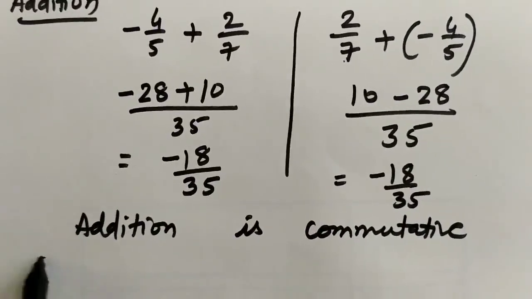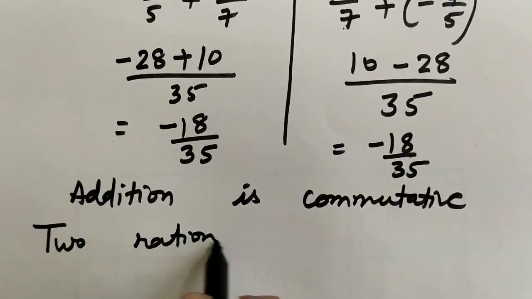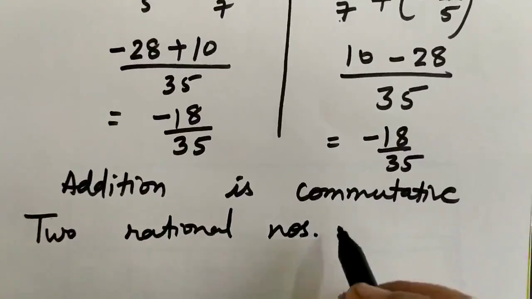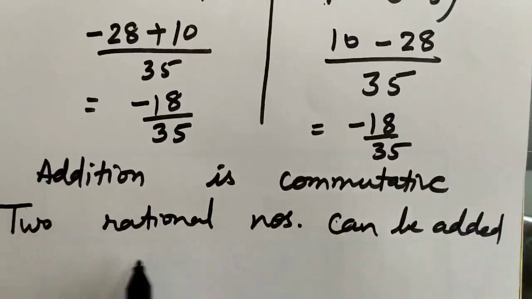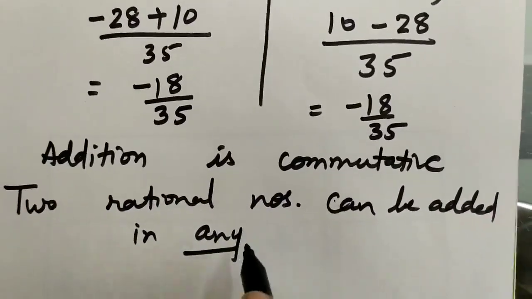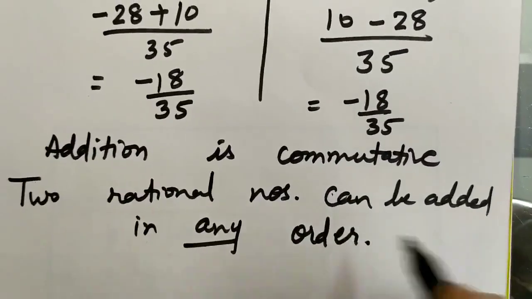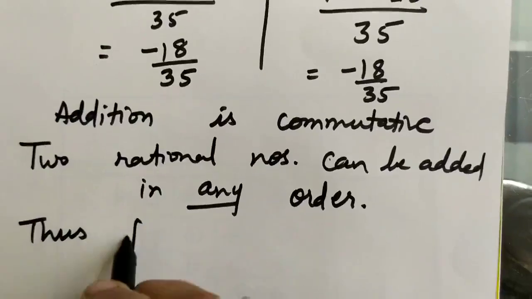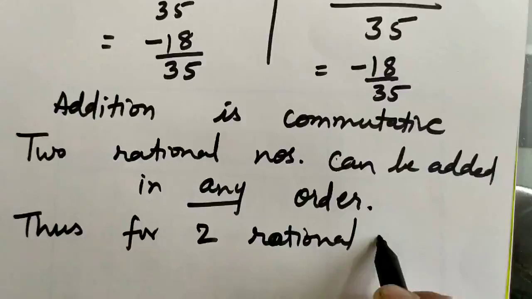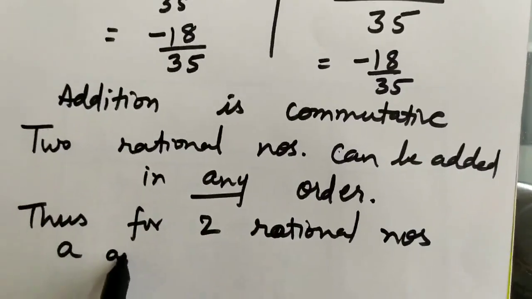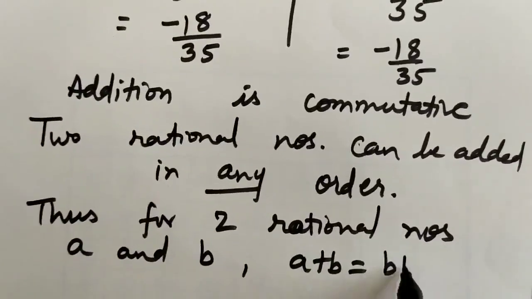So we can say that two rational numbers can be added in any order. If we interchange the order, then also the answer will be the same. They can be added in any order. Thus, for two rational numbers, if you take any two numbers A and B, A plus B equal to B plus A.